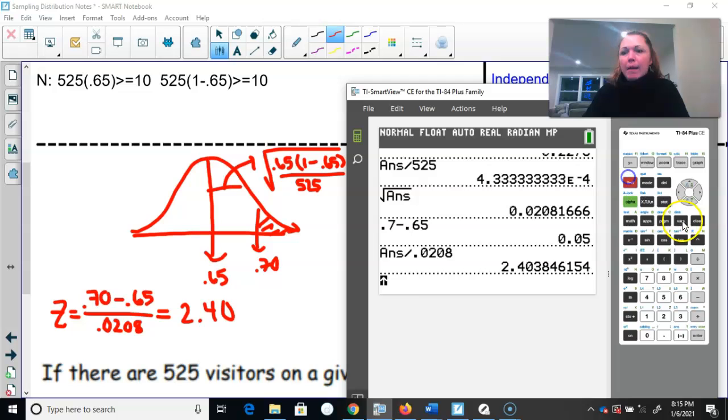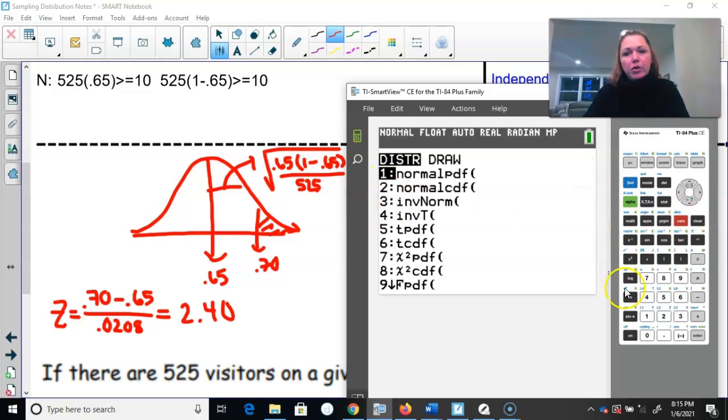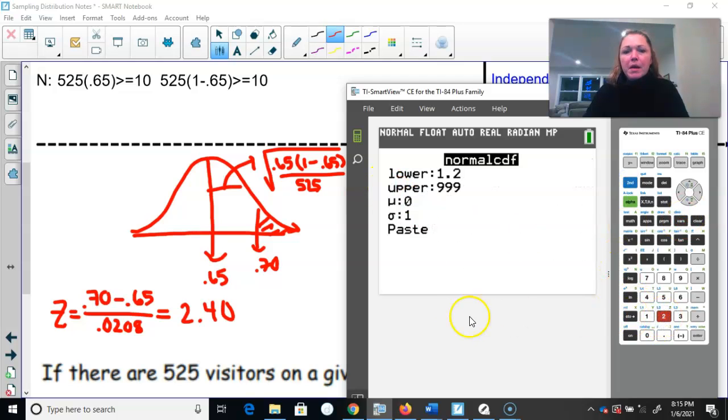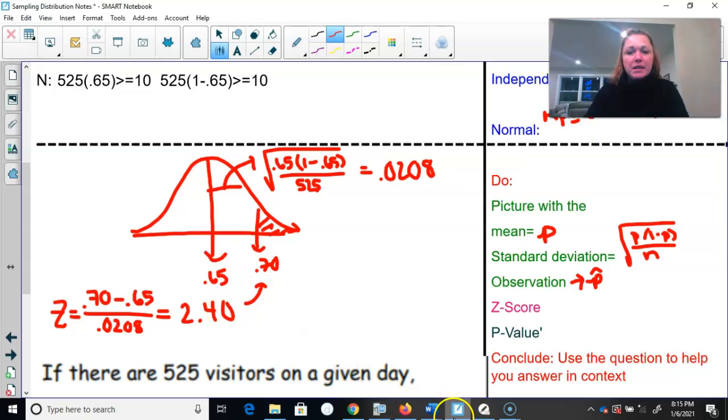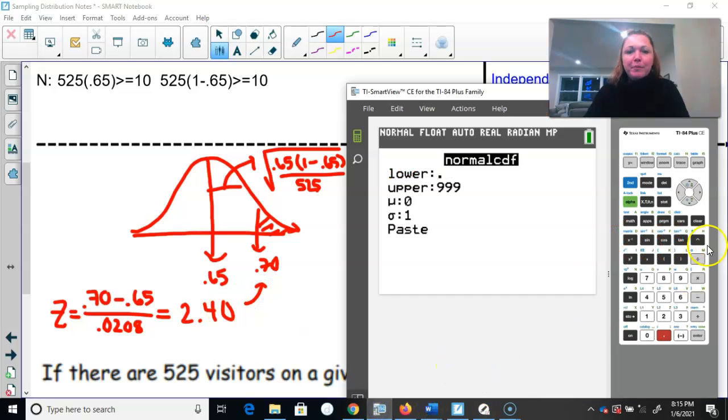Okay. I'm going to hit 2nd Vars and go to normal CDF. My lower bound now is right here. That's not 0.7, excuse me. We're using our z-score, so 2.40, that's my z-score. Okay, my upper is going to be 9999, way up here. We keep mu as 0 and standard deviation as 1.